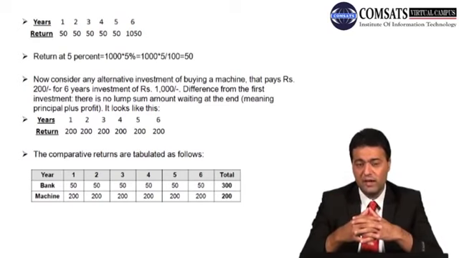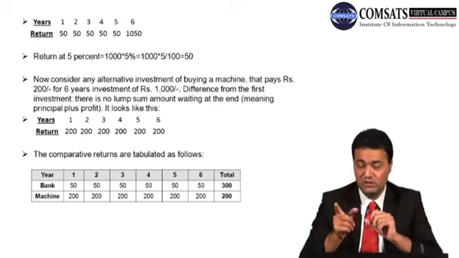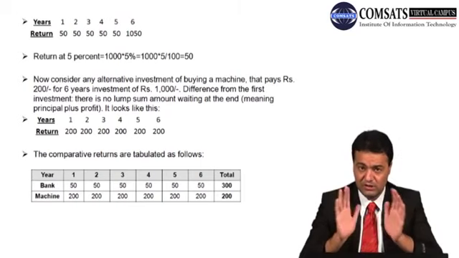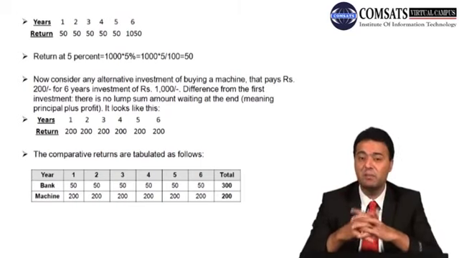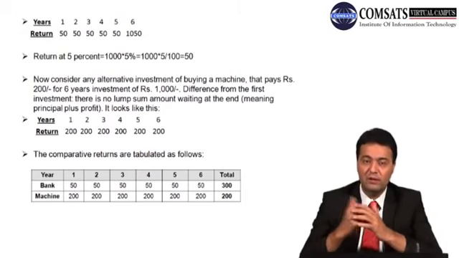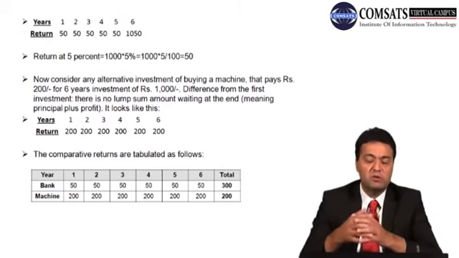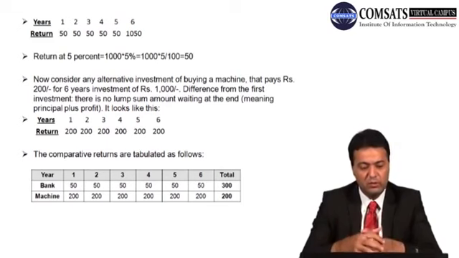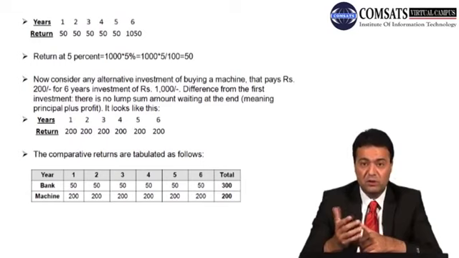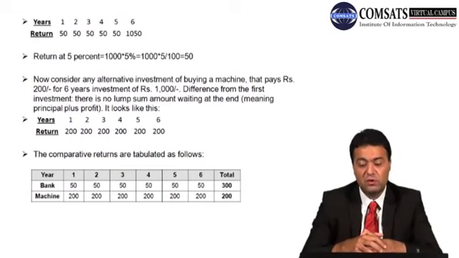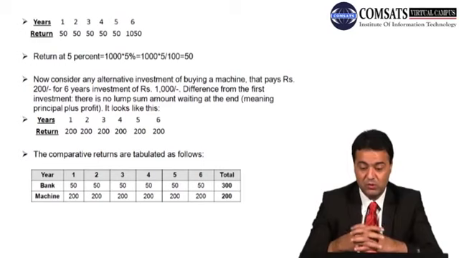Over here, I've just considered one investment opportunity. Now I'm going to consider an alternative one. These two are present at a time, and we have to decide between them which one is the best. We are using present values and IRR to decide that. So now consider an alternative investment of buying a machine that pays rupees 200 for 6 years on an investment of rupees 1000. The difference from the first investment is that there is no lump sum amount waiting at the end, meaning principal plus profit.